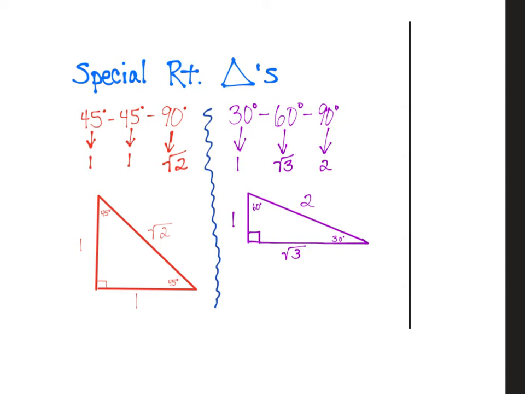You need to know the special right triangle patterns. In a 45, 45, 90, the legs, the pattern is 1, 1 for each leg, and then square root of 2 is across from the hypotenuse. In a 30, 60, 90, across from the 30 is 1, across from the hypotenuse is 2, and across from 60 is square root of 3.